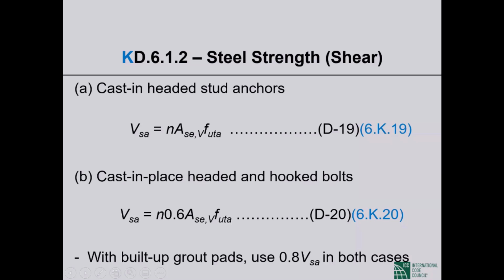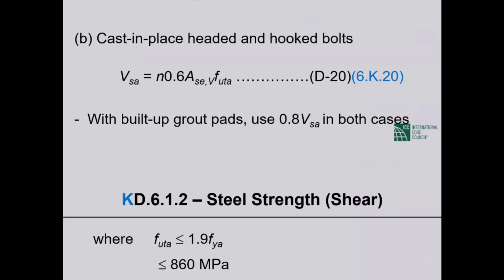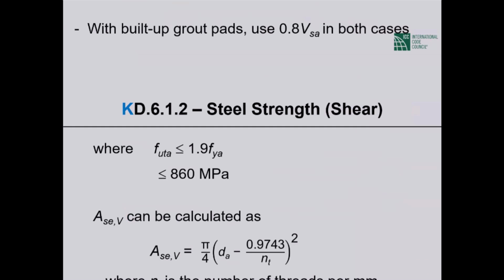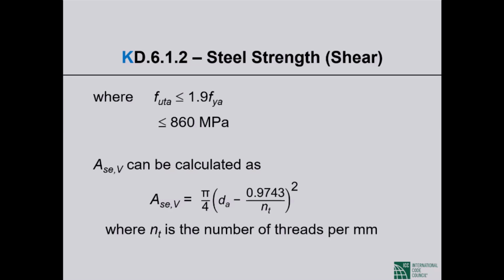If we have built up grout pads, which are not uncommon, we reduce the anchor strength by 20%. This is very rough. There is quite a bit of literature on that subject. It's a complex subject, but anyway, that's what 318 has decided to do. As before, F sub UTA, the ultimate tensile strength of the reinforcement, cannot be any larger than 1.9 times the yield strength, nor any larger than 860 megapascals.